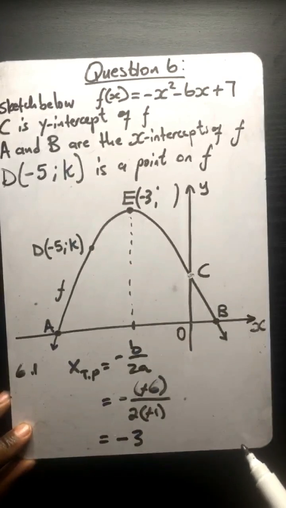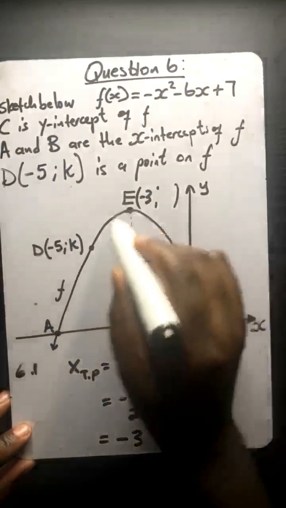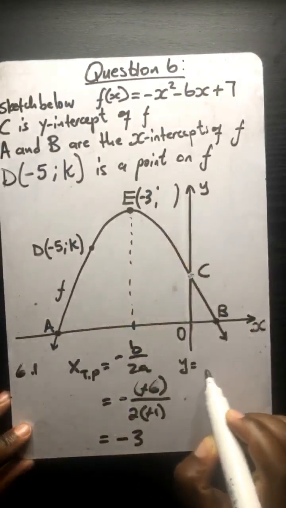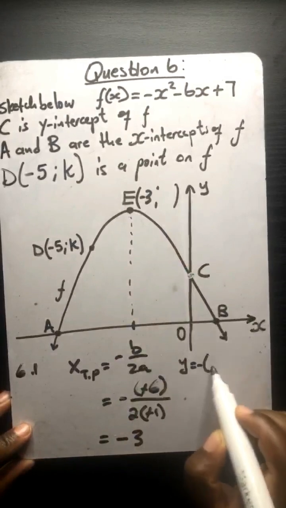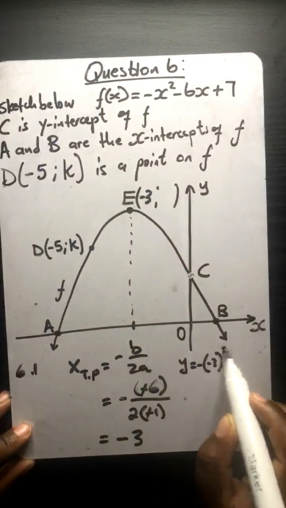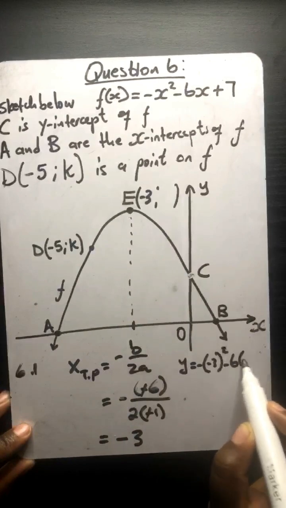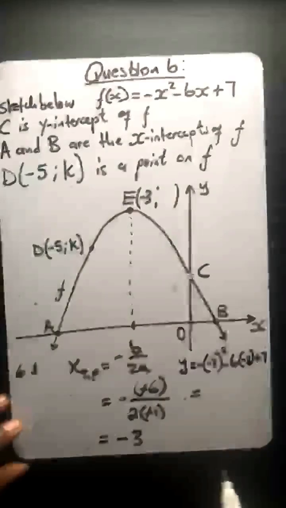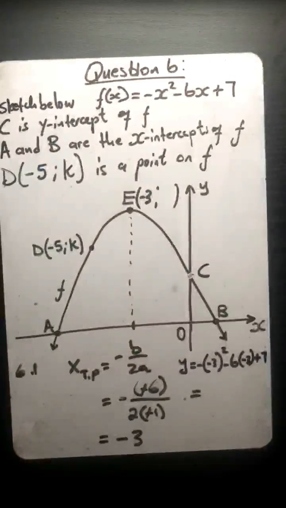So now the y value, you make use of the formula of that. What is the formula? It's exactly that formula there, where you can say y is equal to negative x squared minus 6x plus 7. Your x value is negative 3, so you're going to get the y value where x is negative 3. So what is the corresponding y value?